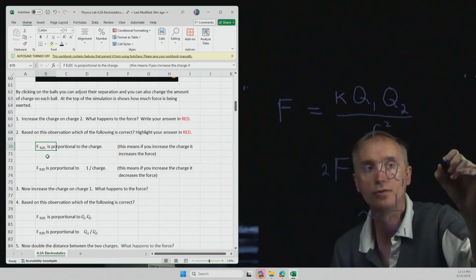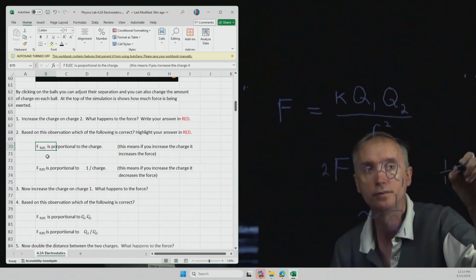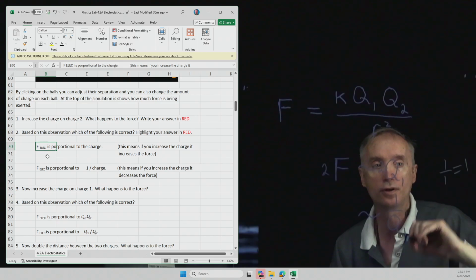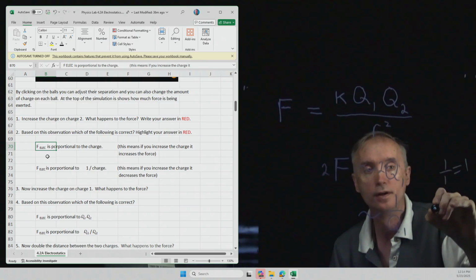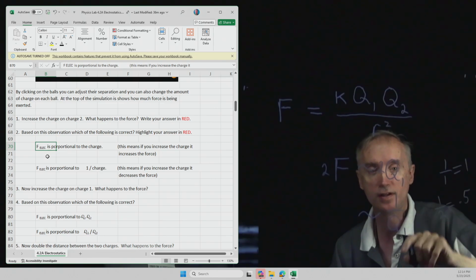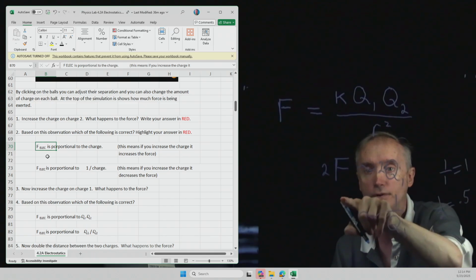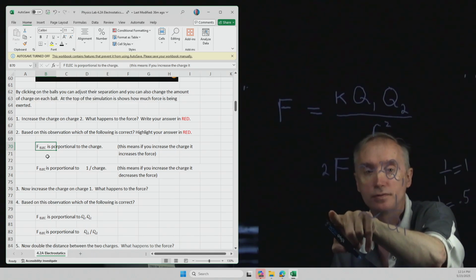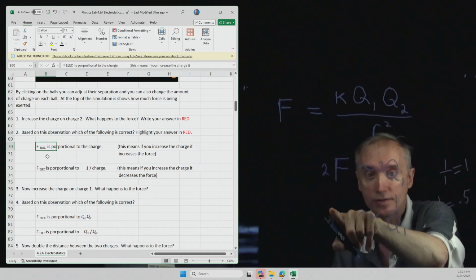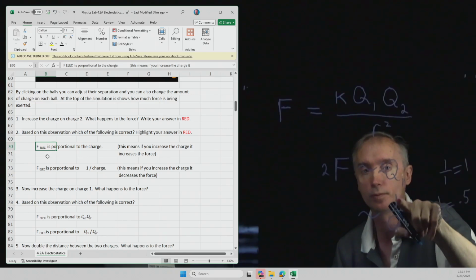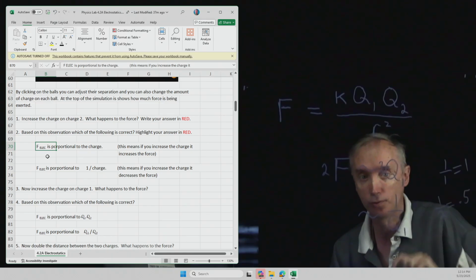But now let's take a look at the second one here. You should know that 1 divided by 1 is 1. Okay, but what's 1 divided by 2? That's going to be 0.5. So you see, if this number here gets bigger, then what comes out of the formula gets smaller. So that's the difference between an inversely proportional and a directly proportional.